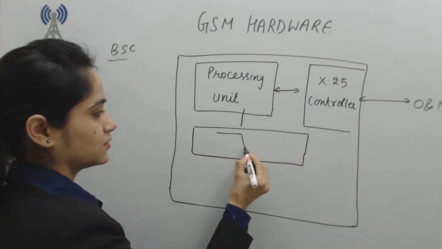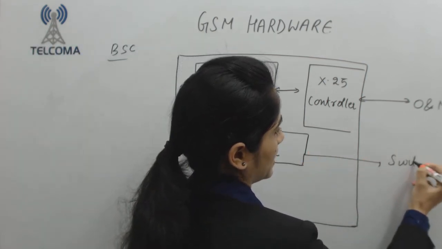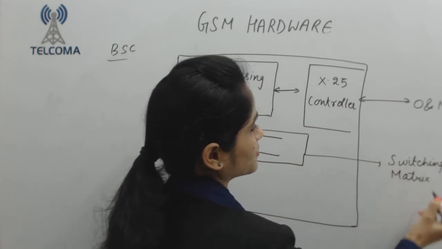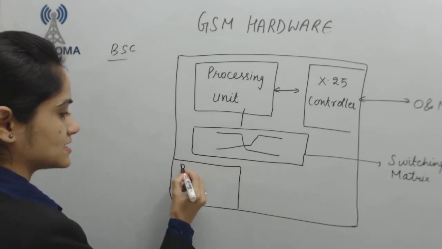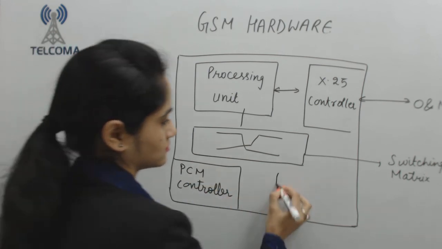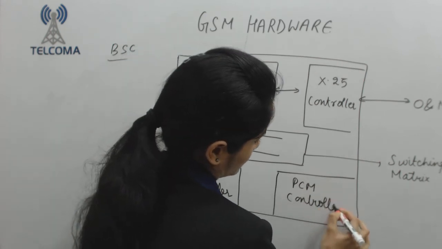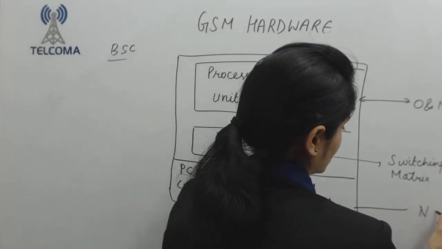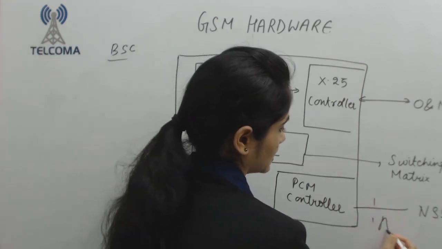Now it is connected to a switching matrix. The switching matrix is basically a unit that performs all the switching related functions. And then we have a controller as the PCM controller. This PCM controller unit is attached to the NSS, which is the Network Station Subsystem, with the help of the air interface.